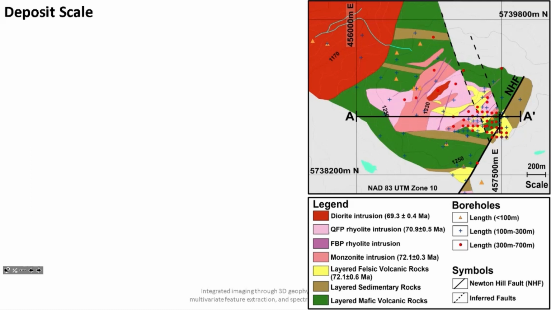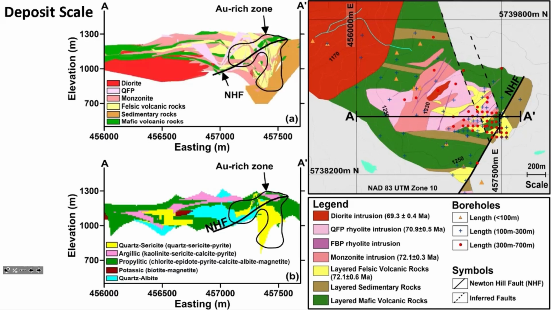A bedrock geology map of the property is also compiled from borehole samples. As can be seen on the bottom of the legend, the oldest rocks are layered volcano-sedimentary rocks that are intruded by felsic to intermediate porphyritic intrusions, the pink color. And the younger dioritic intrusion, the red color, is presented in the northwest.